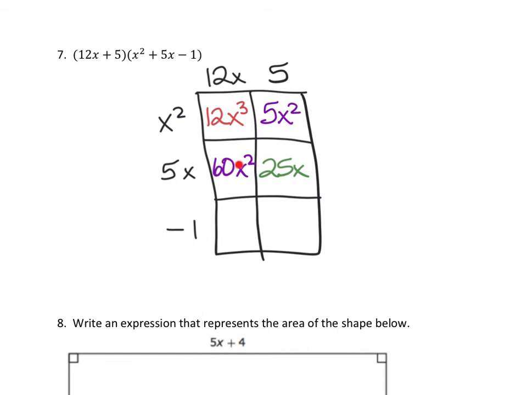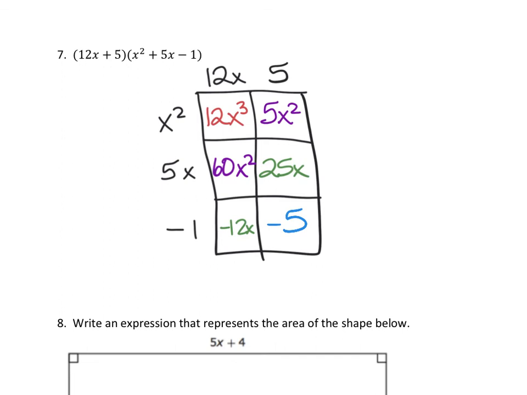Then we have negative 1 times 12x. And negative 1 times 12x is negative 12x. Last but not least, we've got negative 1 times 5, and negative 1 times 5, that is a negative 5. Phew!